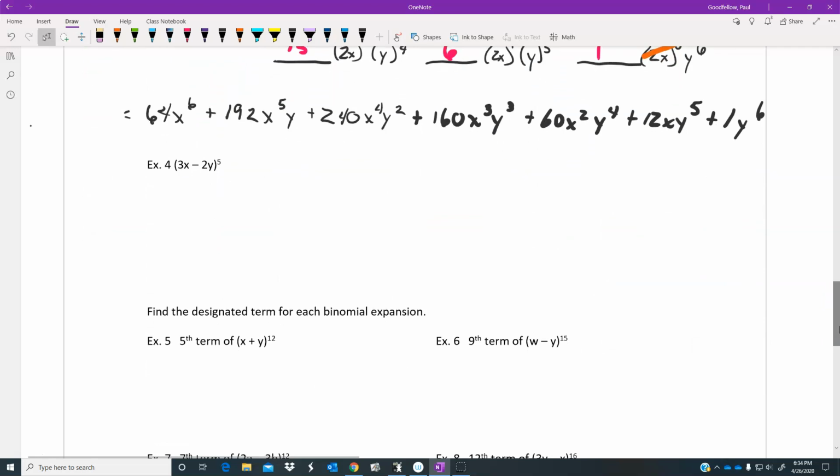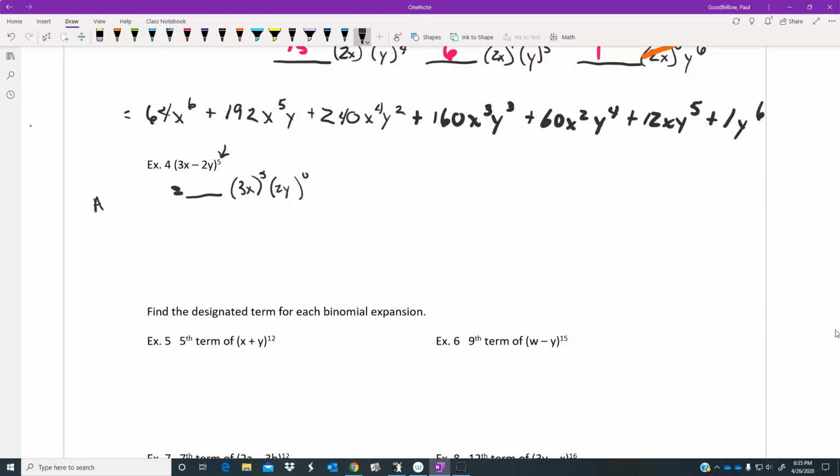Okay, now the next one, I'm probably not going to set up the entire thing because ultimately it can get a little bit out of control. But what I want to do is at least set up what the terms would be. So I've got a coefficient, which is waiting for the 5th row of Pascal's triangle. Then it would be a 3x raised to the 5th and a 2y raised to the 0.